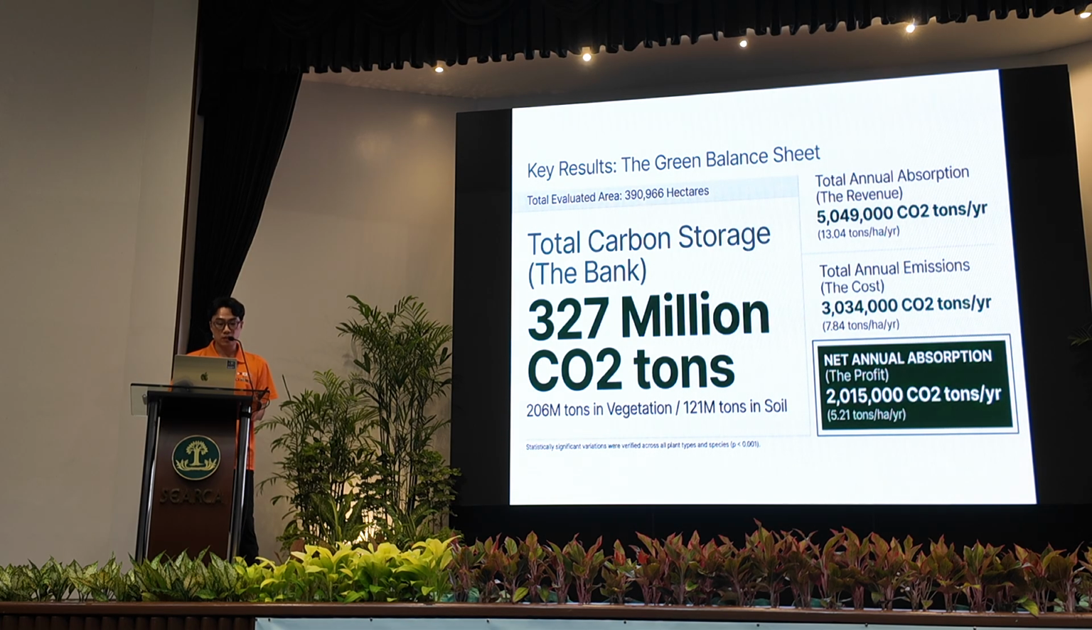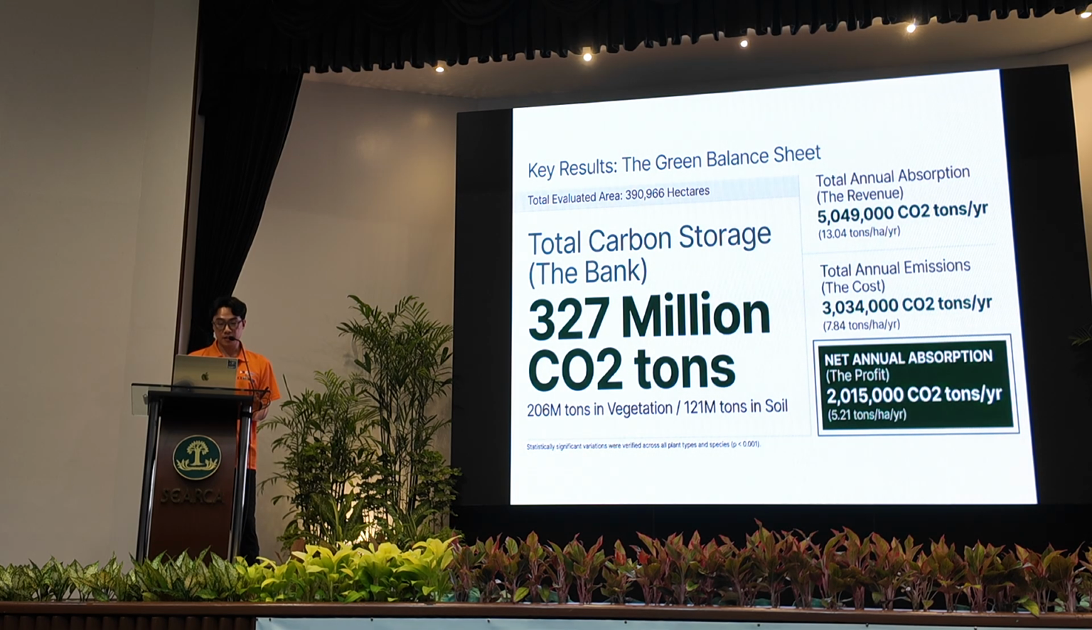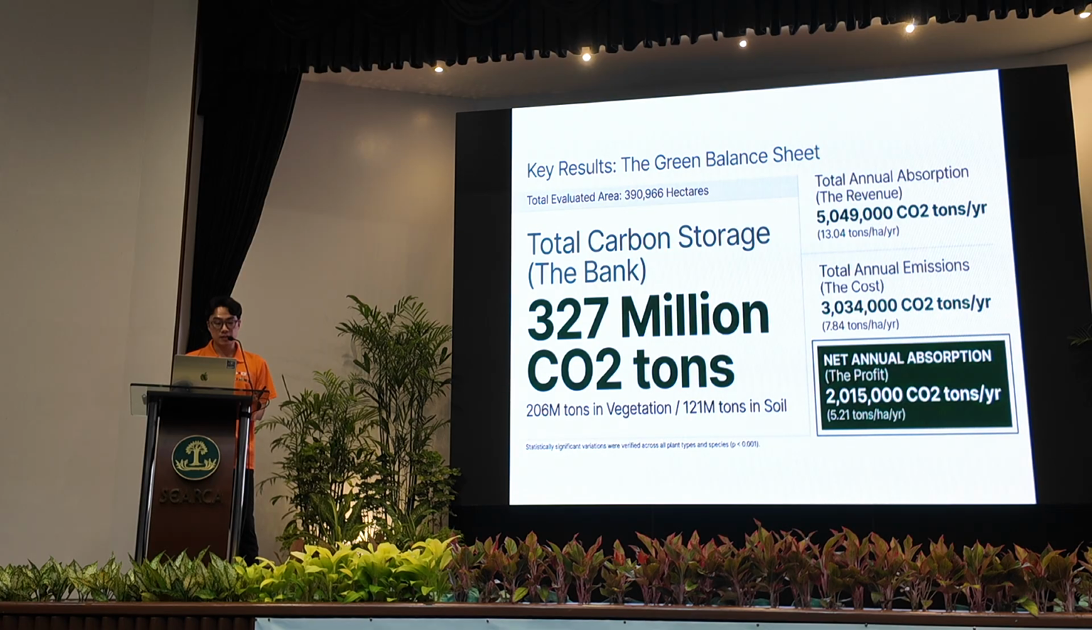Regarding annual flow, total annual absorption is 5,049,000 tons per year. Total annual emissions are 3,034,000 tons per year. Therefore, the net annual absorption is 2,015,000 CO2 tons per year. So the per hectare rate is 5.21 tons per year.